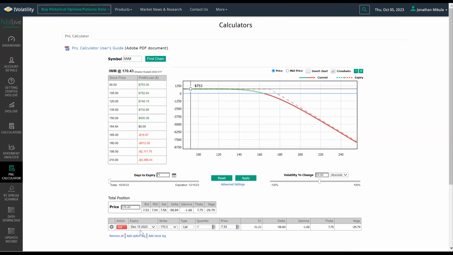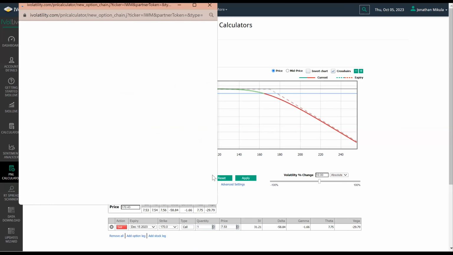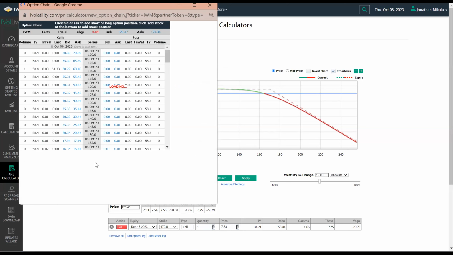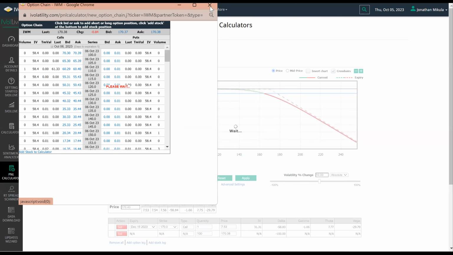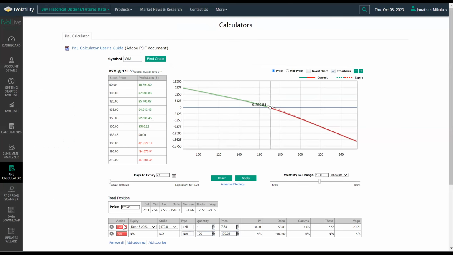The other thing you could do that is very popular with this view is you could do a covered call. So all you have to do is click on add stock leg, and then click on this add stock to calculator once it loads. And what will happen is we have now turned this calculation into a covered call trade.